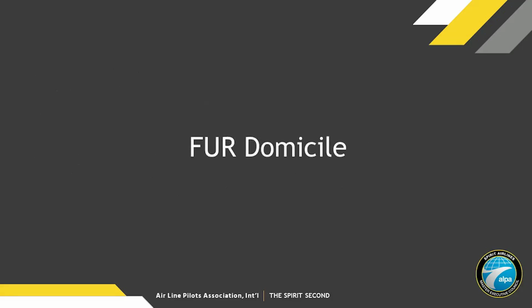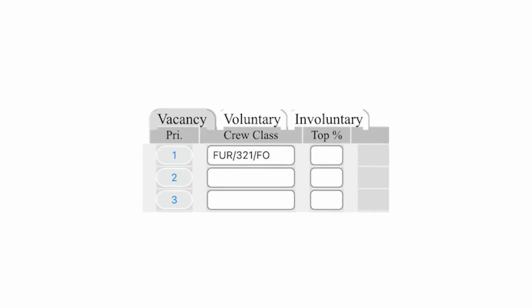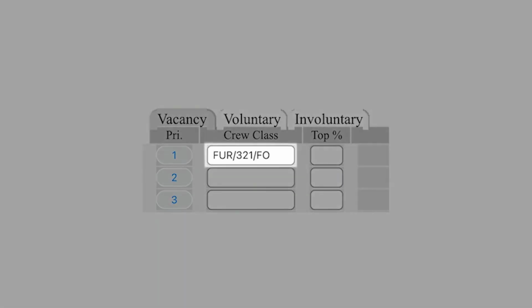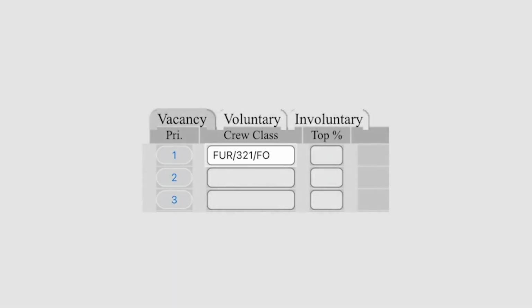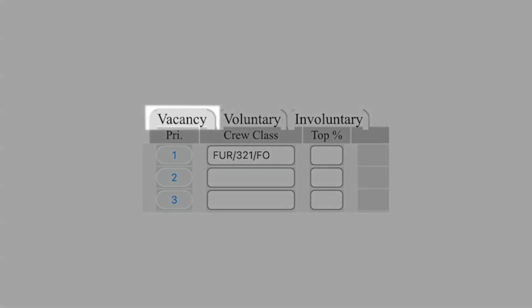FUR domicile. You will notice the addition of a new domicile, FUR. The company will use the FUR 321 FO to award furloughs, whether they be voluntary or involuntary, for captains and first officers that would like to be awarded a voluntary furlough. Pilots who wish to voluntary furlough should bid for that position in the Vacancy tab. A voluntary furlough must be placed on the Vacancy tab in order to guarantee that the request will be honored. If it appears on the Voluntary or Involuntary tabs, you cannot be guaranteed that the request will be honored.